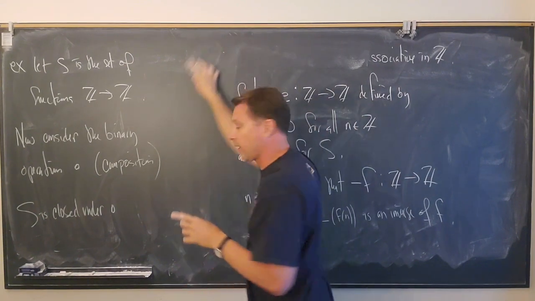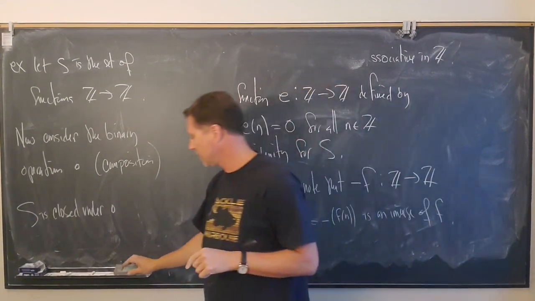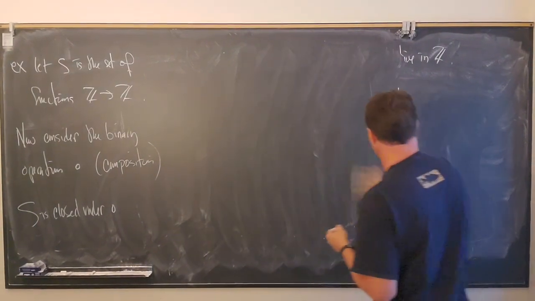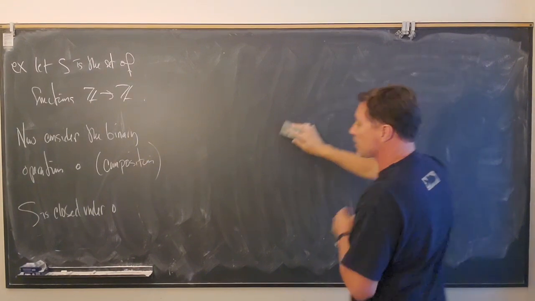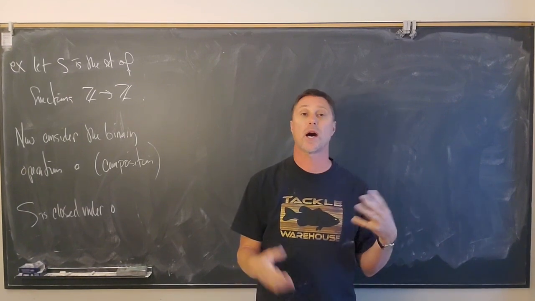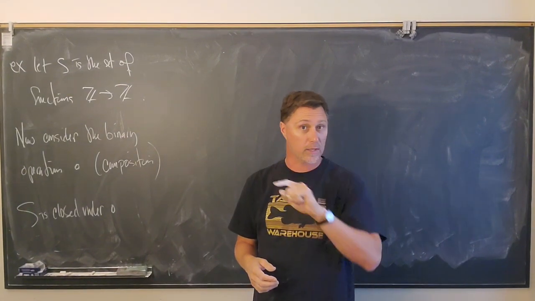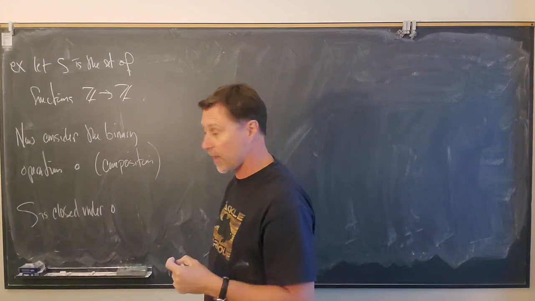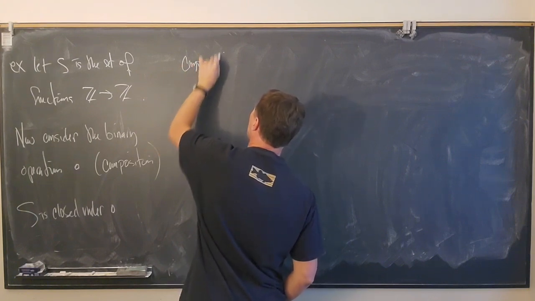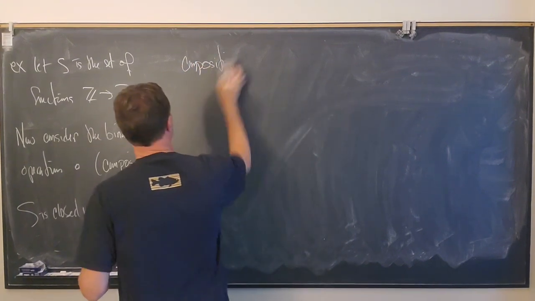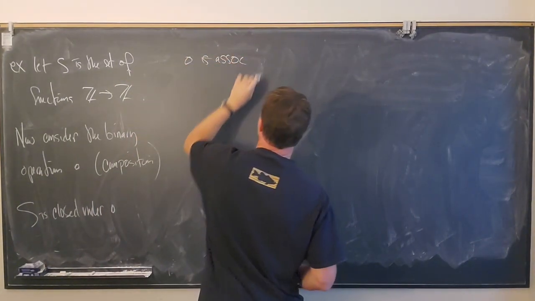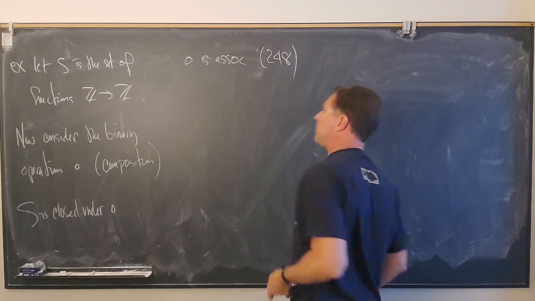Composition is associative. If you took my Math 248 class last year, at some point we showed that composition of functions is associative. And then I said, you're going to need this fact later on when you get to Math 148. Now we can just write it down, we don't need to prove it. Circle is associative. You learned this in Math 248.